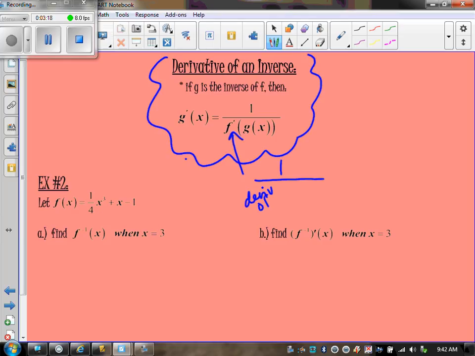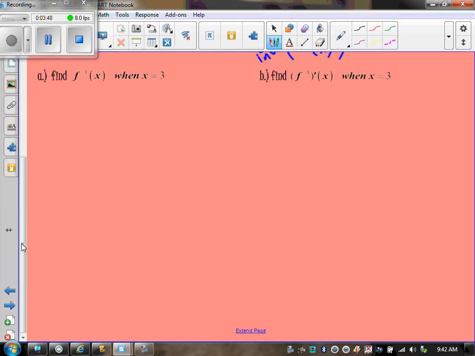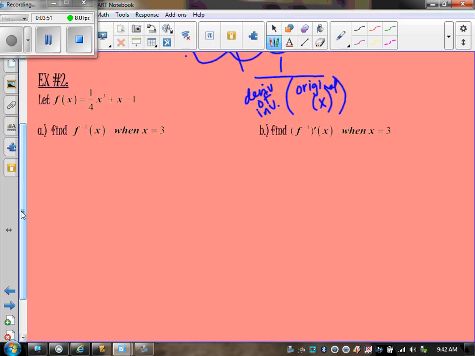the derivative of the inverse, right? If you're finding the derivative of g, you're finding the derivative of g's inverse, which is really the derivative of f, with the original function plugged into it at x. Okay, so that's kind of how I memorize it. I have 1 over the derivative of the inverse with the original function plugged into it. Okay? So if you can memorize that, we're going to do some examples now that will hopefully make it a little bit more clear and better to understand.